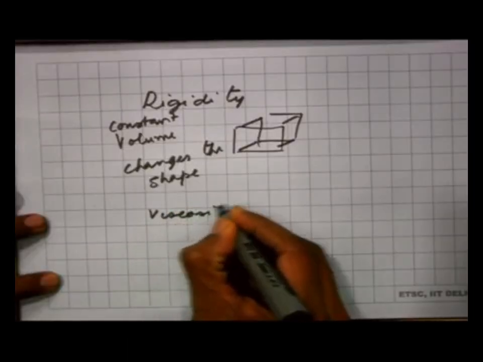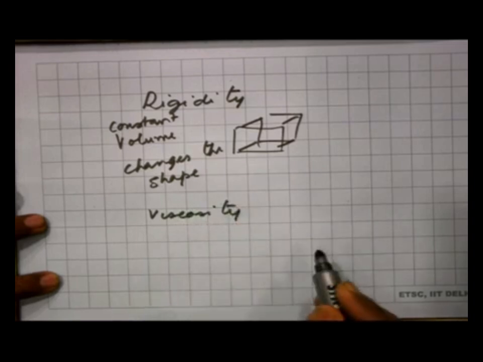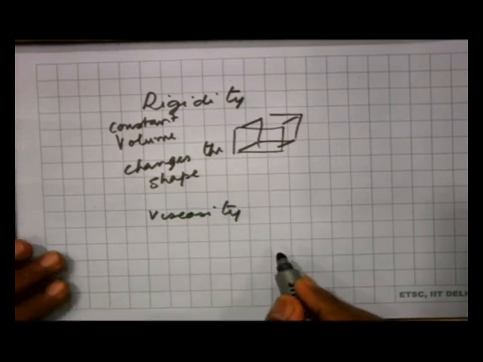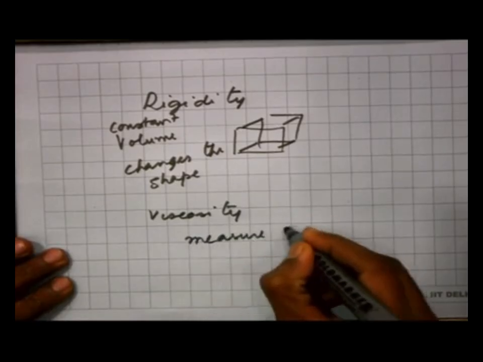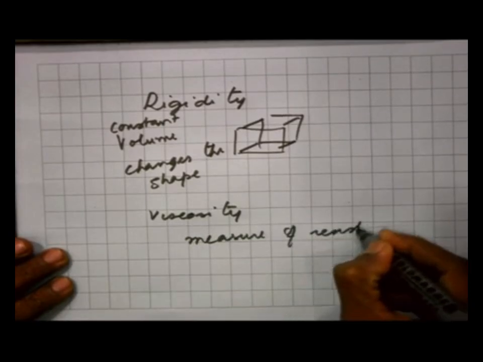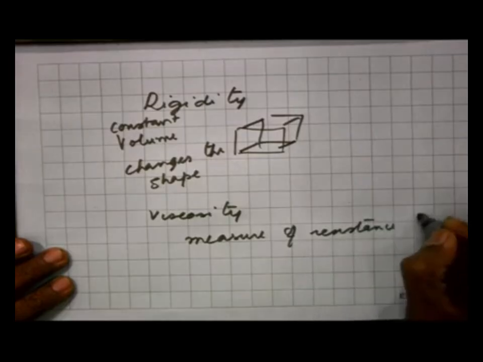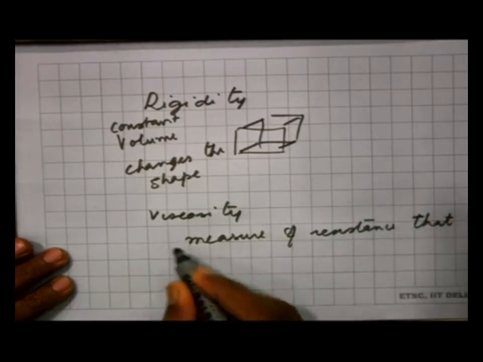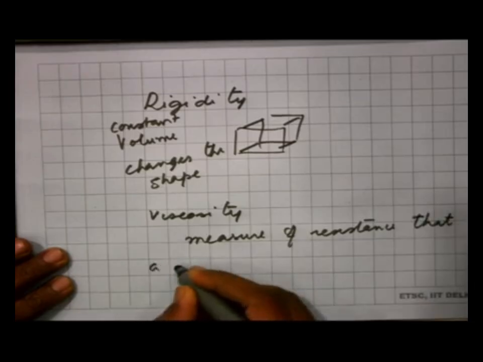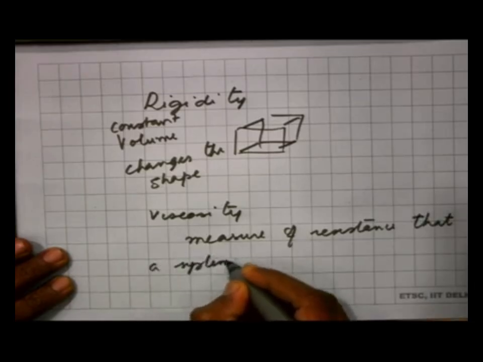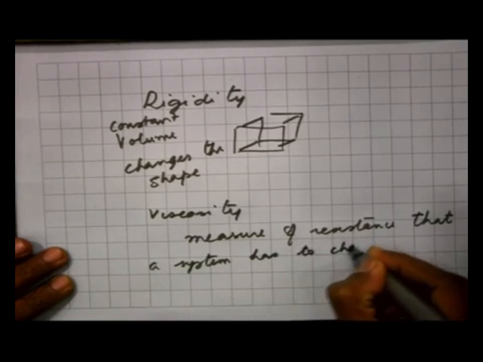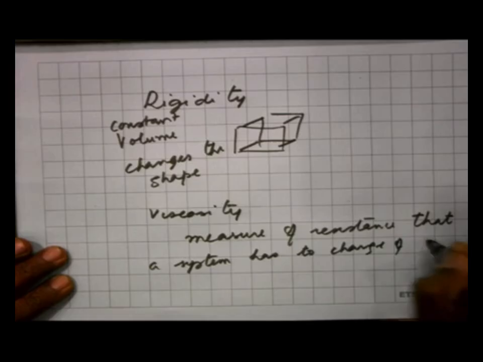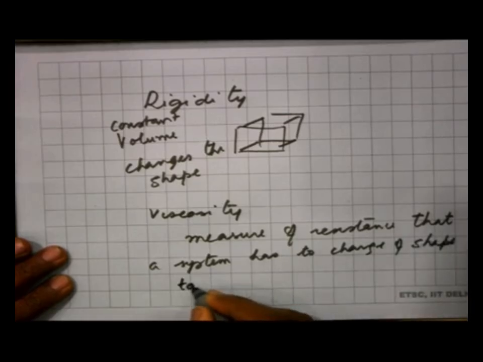The other thing that we look at is viscosity. Viscosity is the measure of resistance that a system has to change of shape taking place at finite speeds.